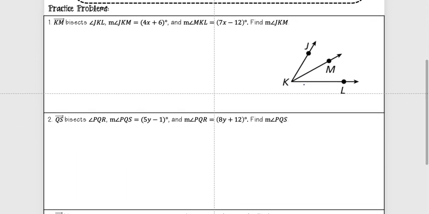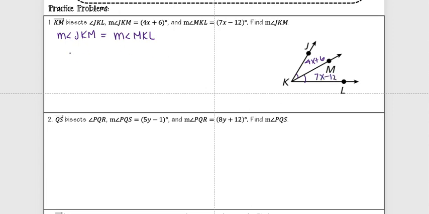This first one says that the ray KM bisects JKL. Again, because it bisects it, that means it's creating two congruent angles. So this angle is congruent to the angle on the right. Because they're congruent, the measure of angle JKM is equal to the measure of angle MKL. I'm told in this problem that the measure of angle JKM is 4x plus 6, which I can also write in this picture. And MKL is equal to 7x minus 12.